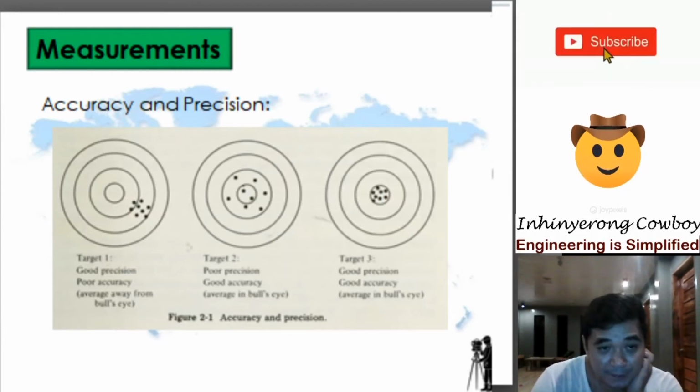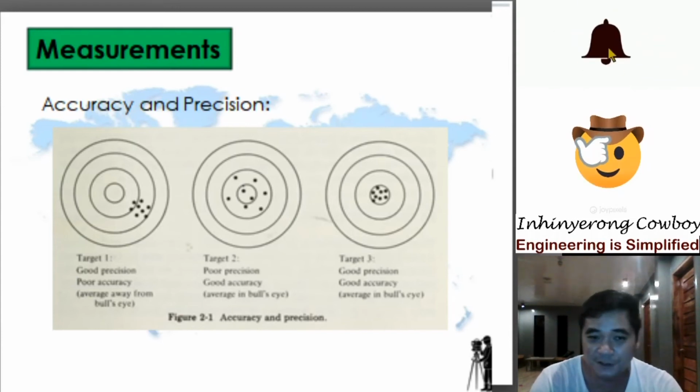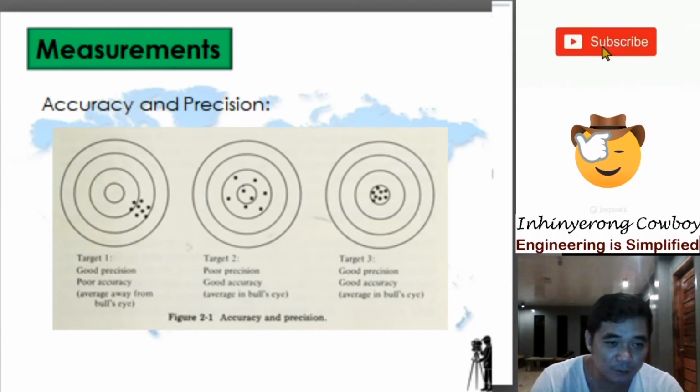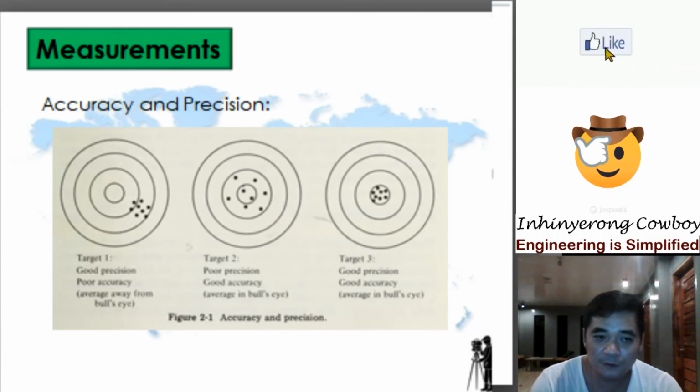Okay, so this figure will show us what accuracy and precision are. So for number 1, the first target, we have good precision but poor accuracy. If you observe, if this is a dart target, he hits on this side. All hits are almost the same in position. So meaning he has good precision but poor accuracy.